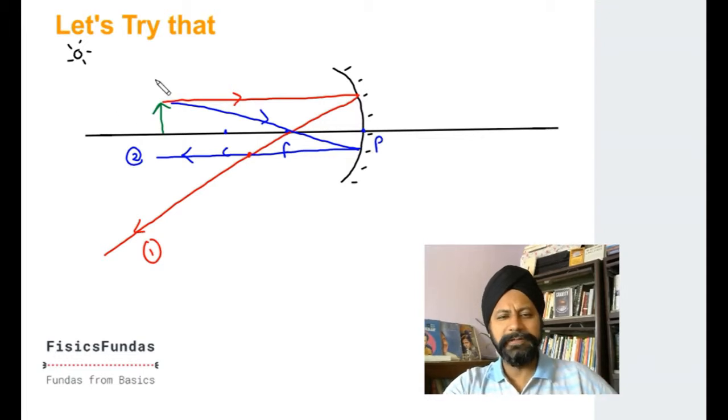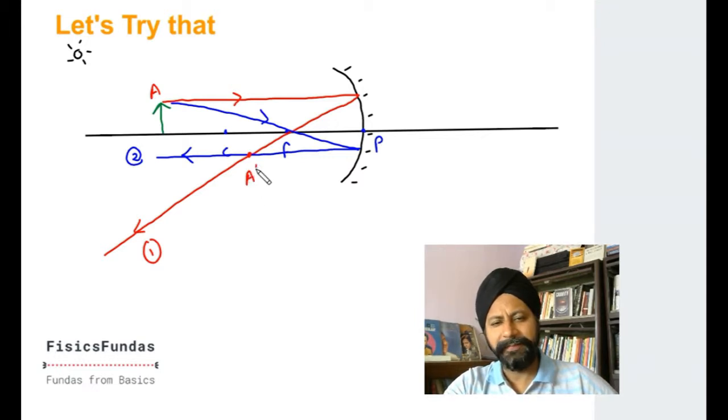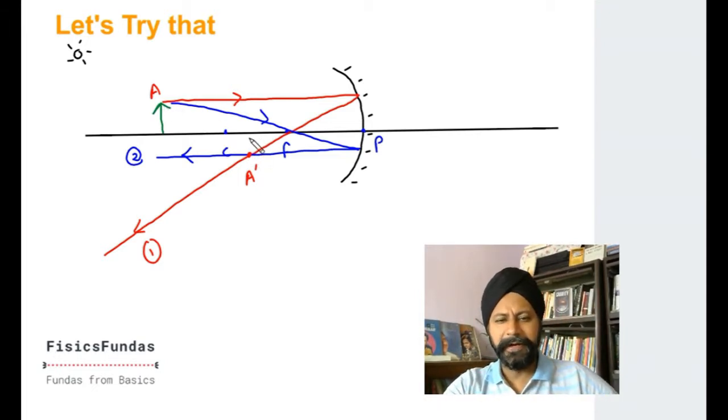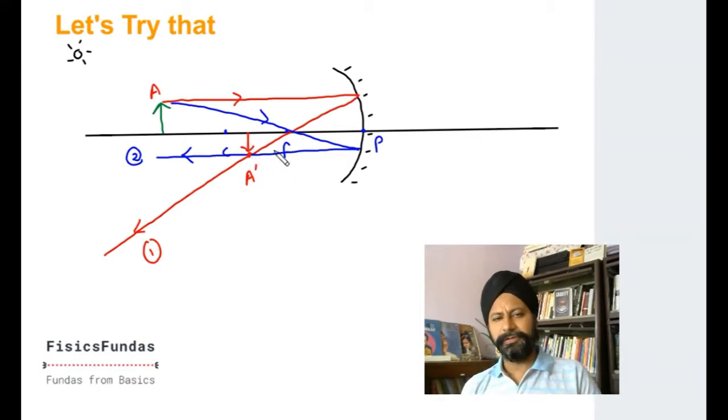So if this was the tip of the pen, let's call it A. The image of A is formed at A prime here, A dash here. So this dot is the image of the tip of the arrow, and the baseline remains on the principal axis. So basically this is your image, the image of this arrow.